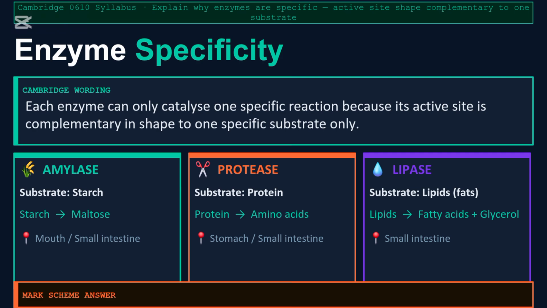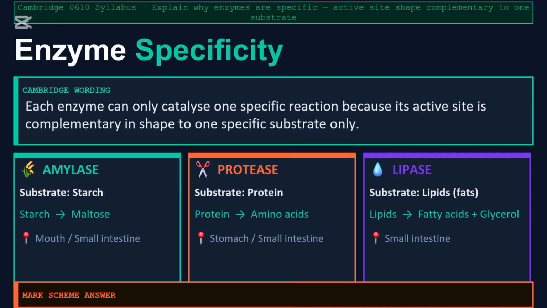Amylase: its active site is complementary to starch only. It breaks it down into maltose. Protease: its active site is complementary only to protein. It breaks peptide bonds. Lipase: its active site is complementary only to lipids. It breaks fats into fatty acids and glycerol.